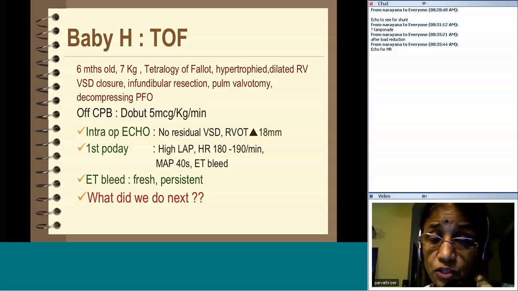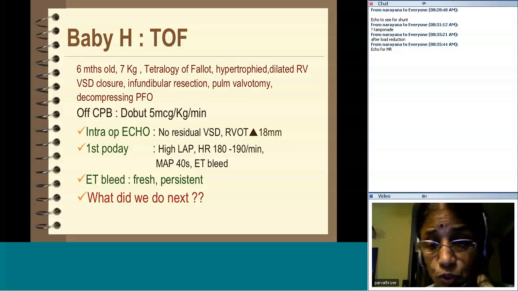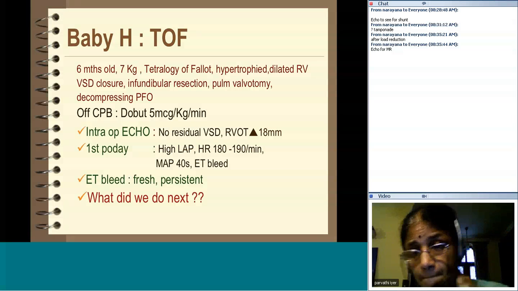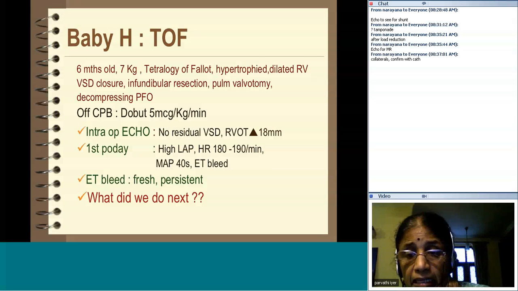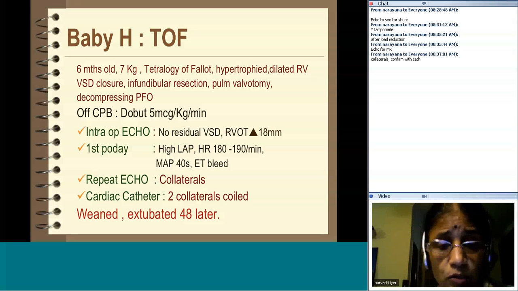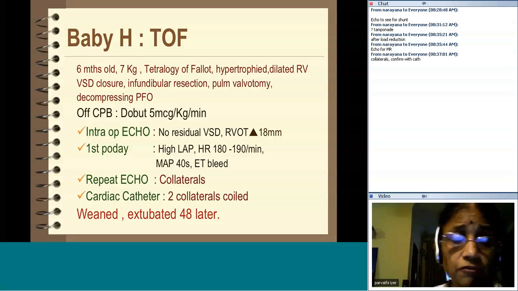Terrific. That's exactly what happened. A repeat echo was done by a senior. Collaterals were identified. This infant had gone to theatre with just an echo and went to the catheter lab. Two large collaterals were found. They were coiled. The infant was weaned and extubated 48 hours later.